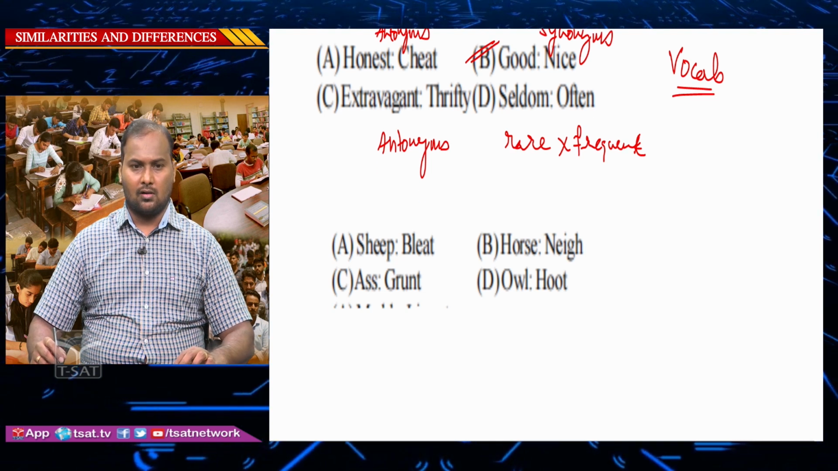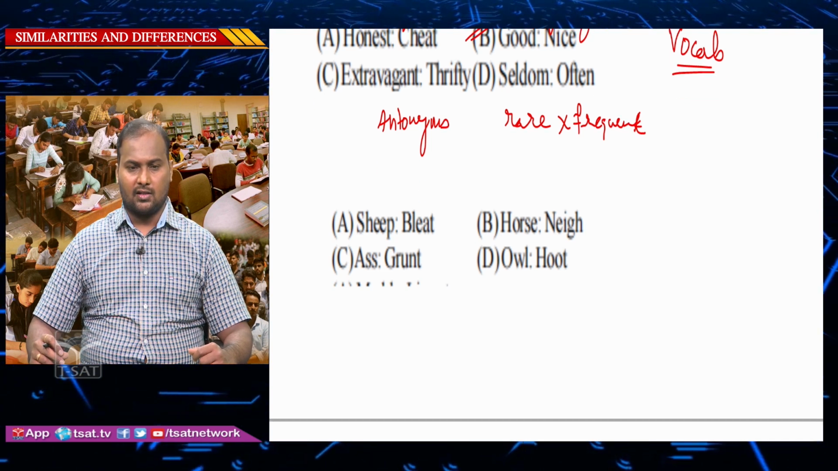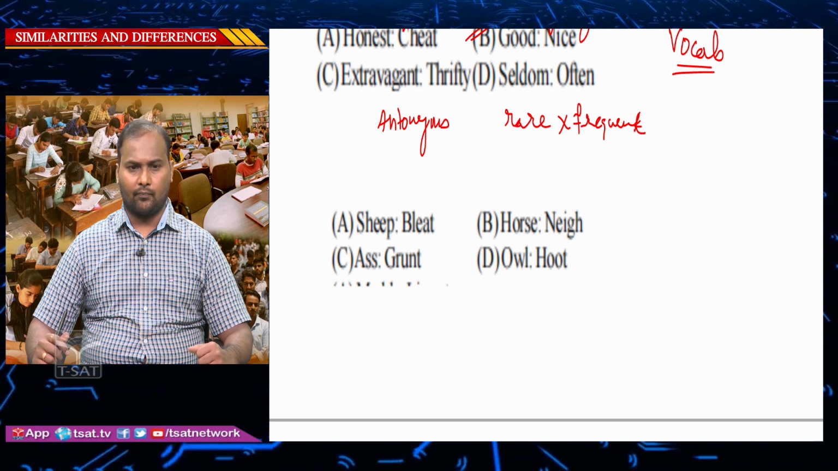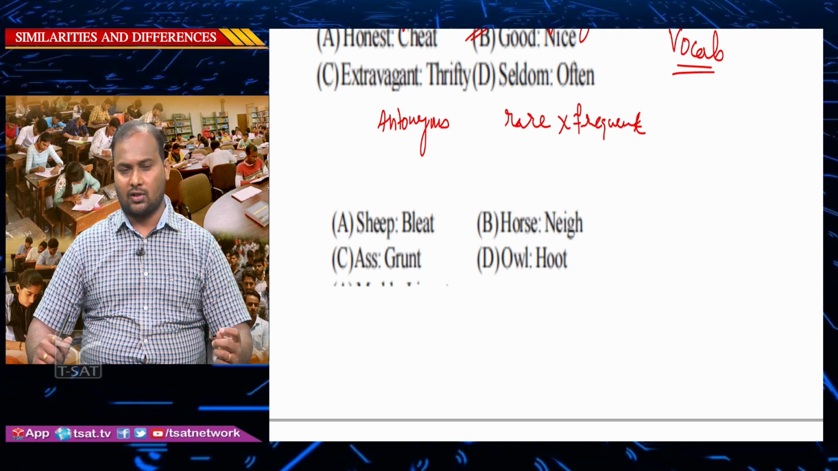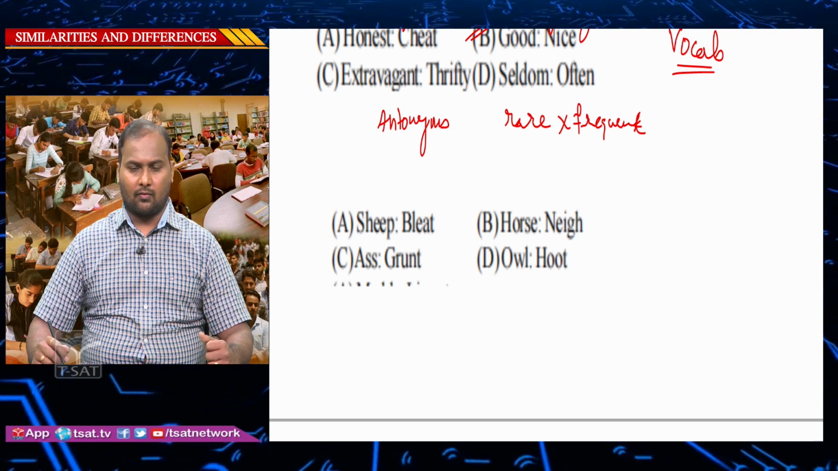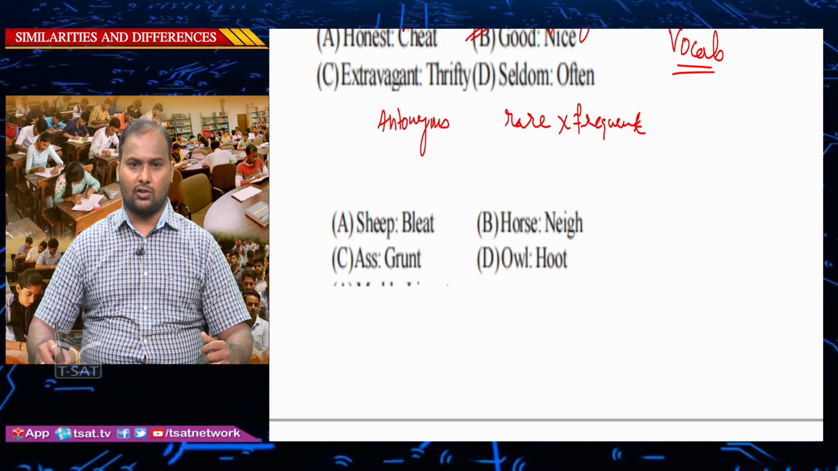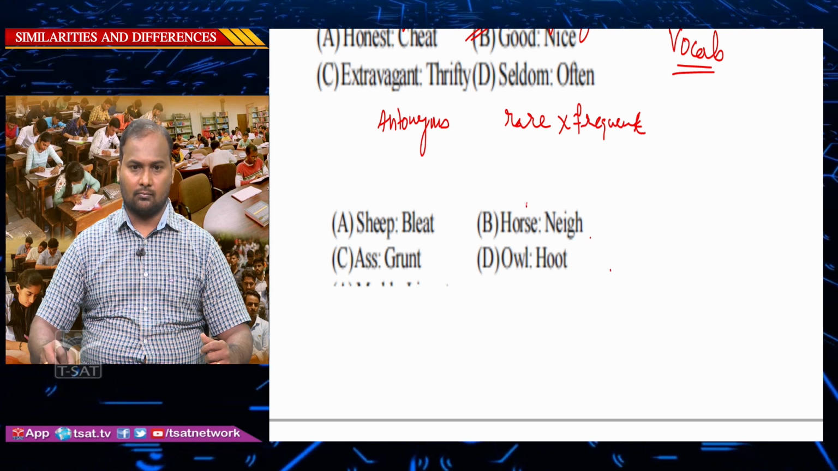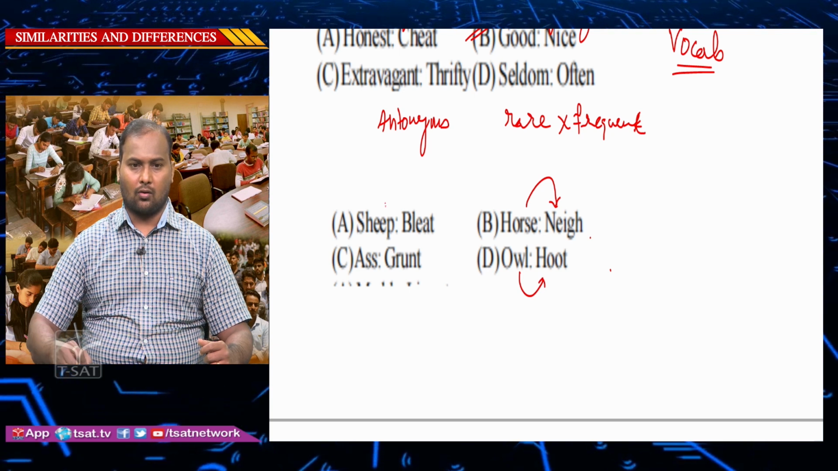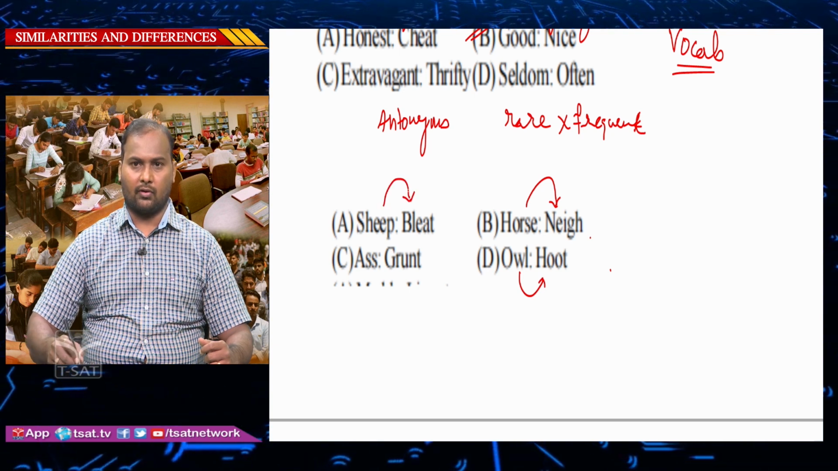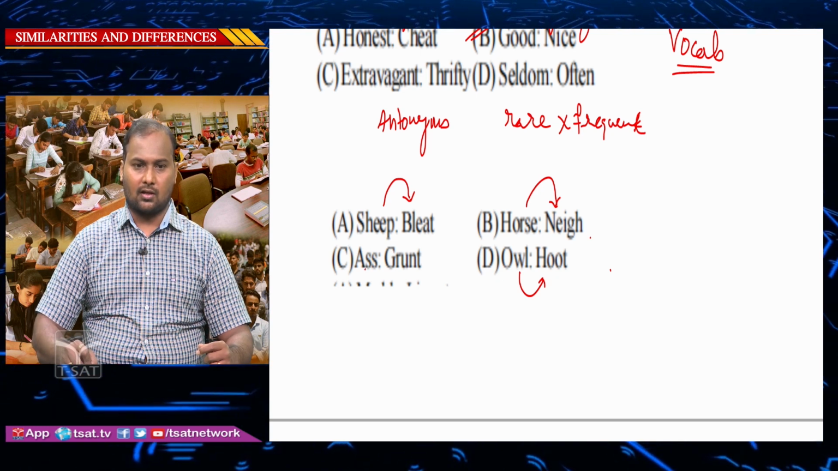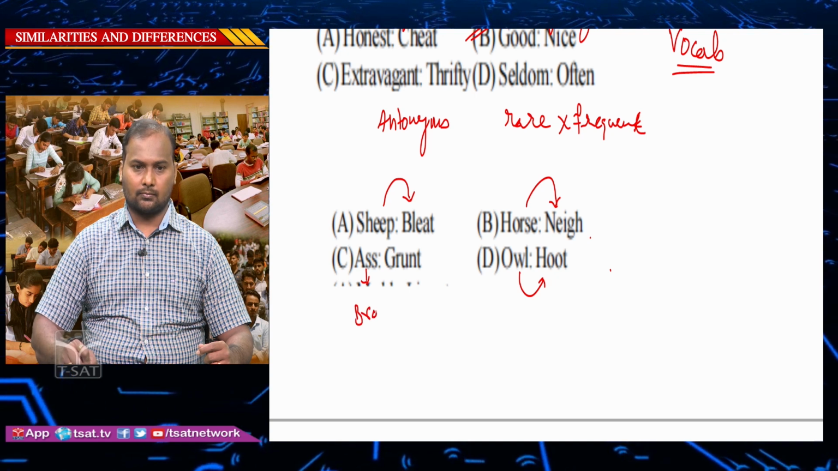Next one. See the next question. Sheep bleat, horse knee, ass grunt, owl hoot. Here it is talking about general knowledge regarding the sounds produced by different animals. For example, what is the sound produced by the horse? We call it a neigh. What is the sound produced by the owl? It is called a hoot. What is the sound produced by the sheep? We call it a bleat. And what is the sound produced by the ass? It is called a bray.